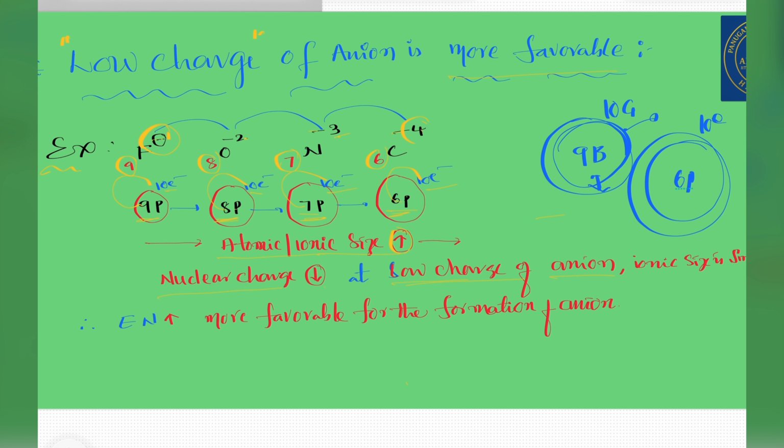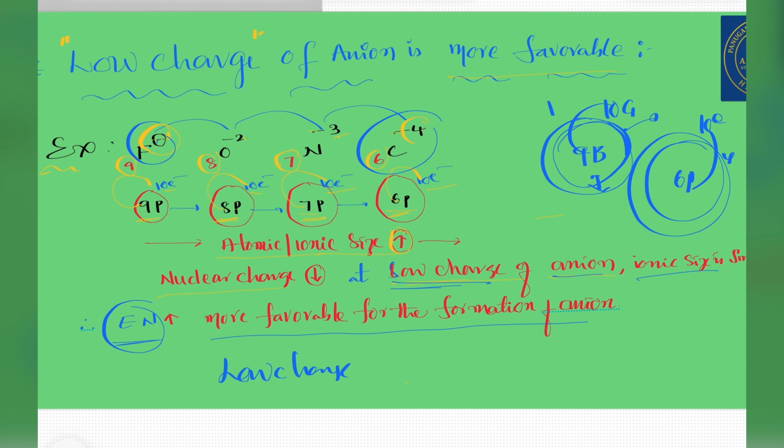You see, the difference here is 1, and here the difference is 4. So atomic size increases. C minus 4 has a big atomic size and F minus has a small atomic size. At small atomic size, the charge is minus 1. At low charge, which is minus 1, the ionic size is smaller. Therefore, nuclear attraction is more, it is more electronegative, and therefore more favorable for the formation of anion.